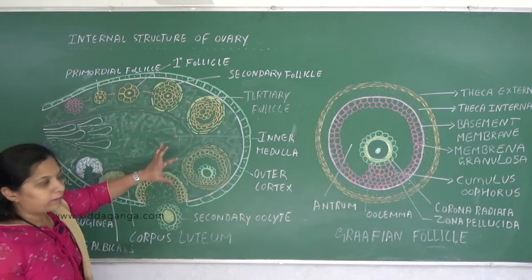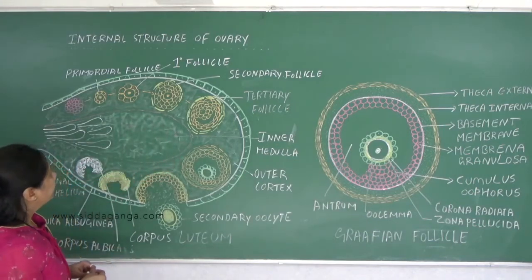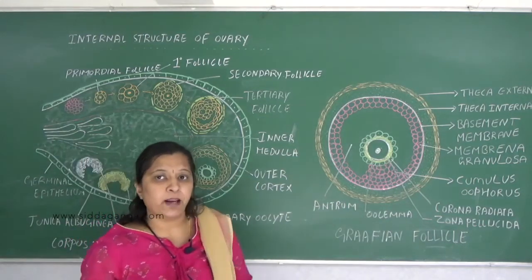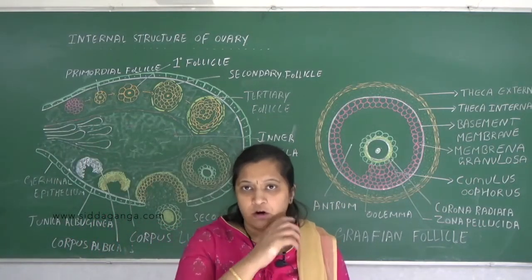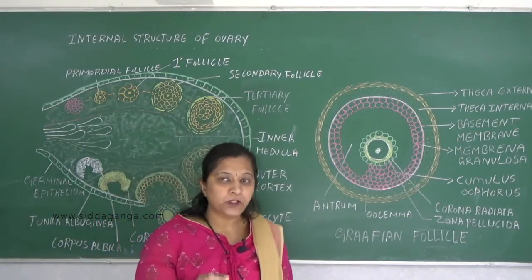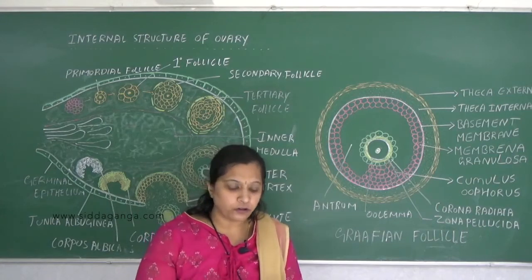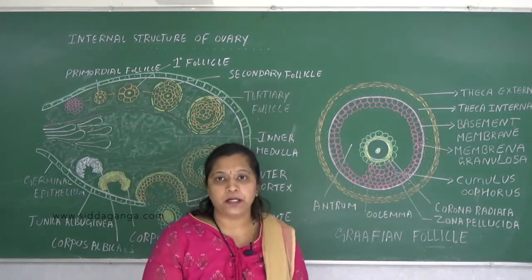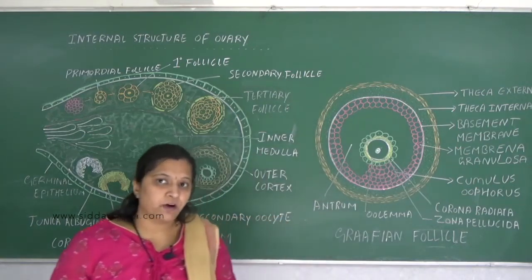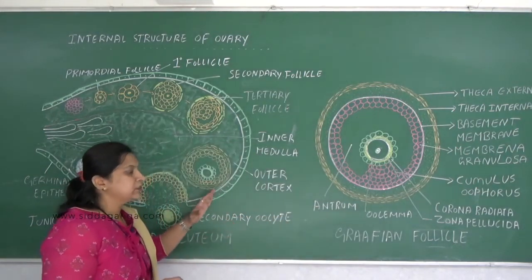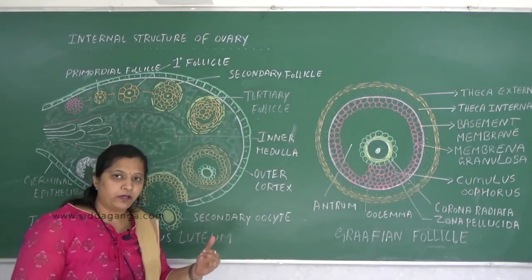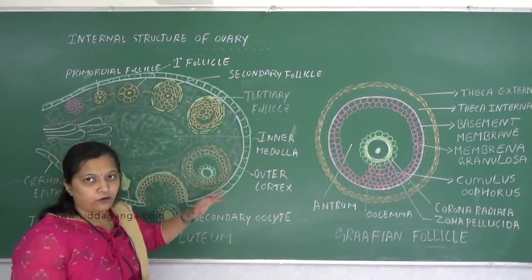So this is what is present in the ovary. Let us now discuss folliculogenesis, that is the development of follicles. So folliculogenesis is the process of growth, development and maturation of follicles. What is folliculogenesis? Folliculogenesis means the growth, development and maturation of follicles.